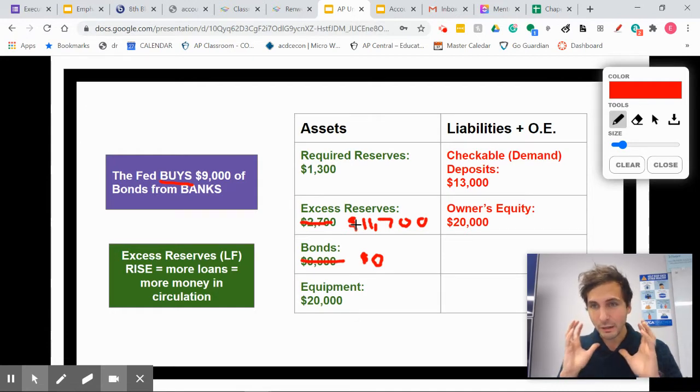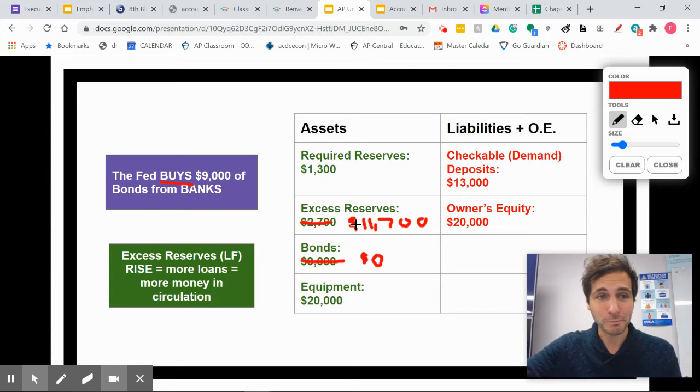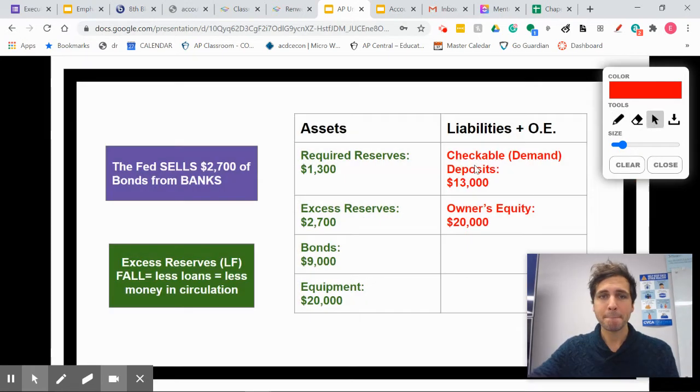And we know when banks give out loans, poof, money is created and the supply of money increases, right? So excess reserves will rise, there will be more loans given out, and therefore there will eventually be more money in circulation. Got it? Great. Let's keep going.